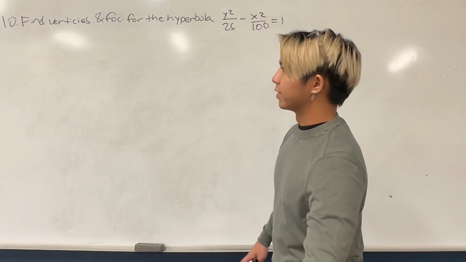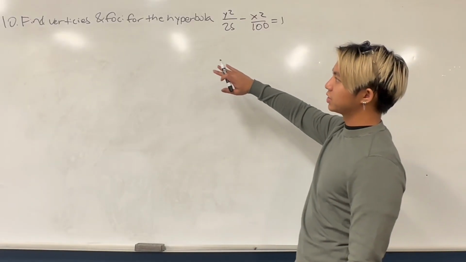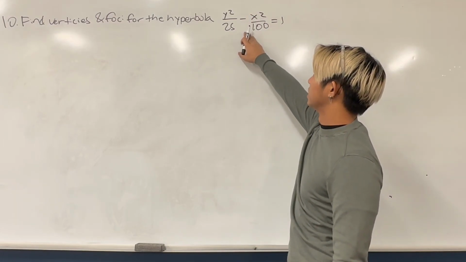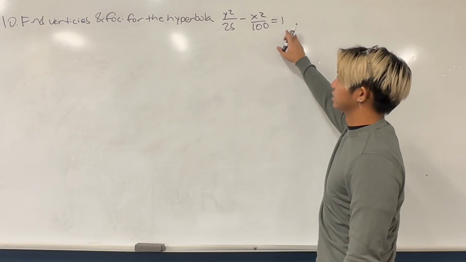Okay, and so for number 10, we have find the vertices and the foci for the hyperbola y squared over 25 minus x squared over 100 equals 1.